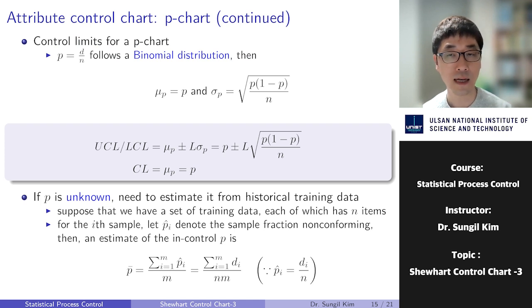So let's consider the sample statistic P. Since we know mu P and sigma P, we just apply the general model to construct the control chart. If p is unknown, we need to estimate it from historical training data. Suppose that there are m historical samples, then we take the average of the defective rates to estimate it.